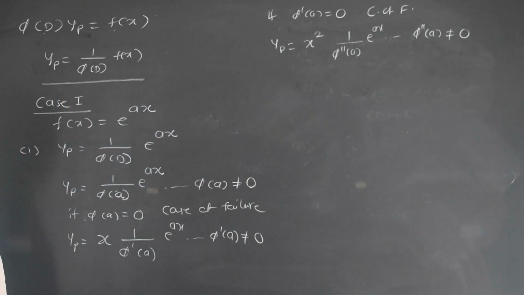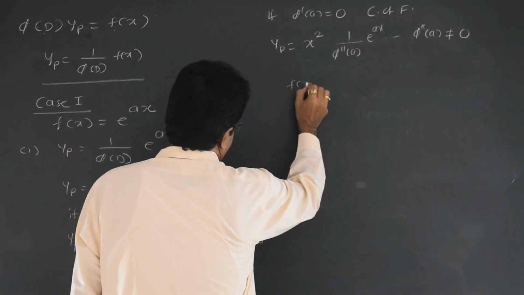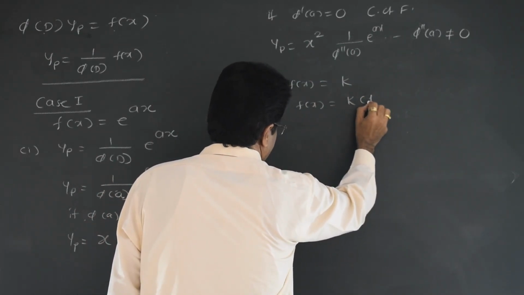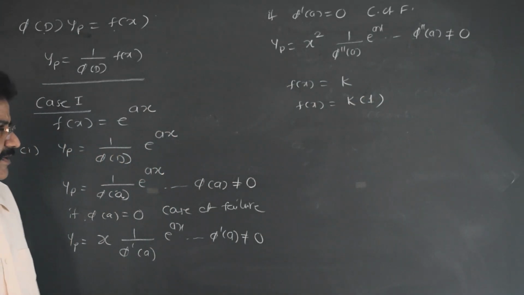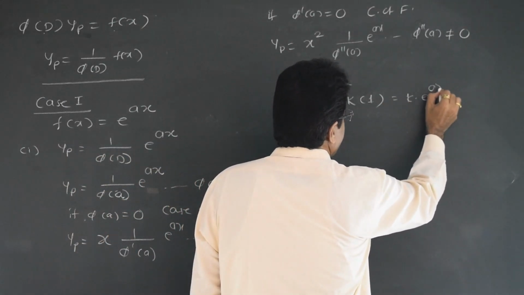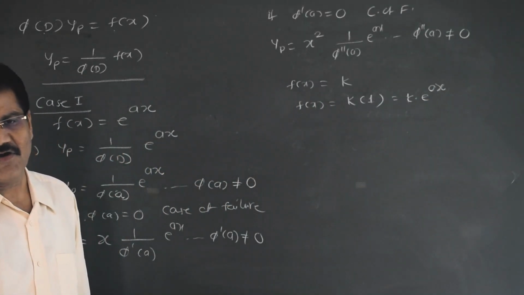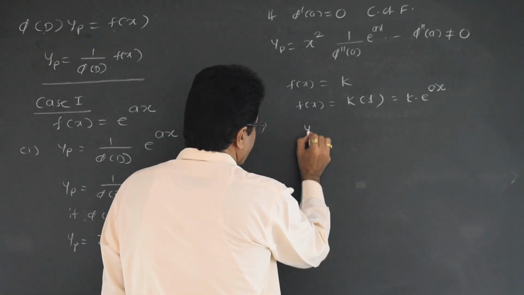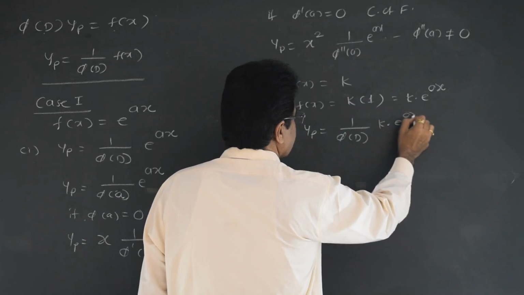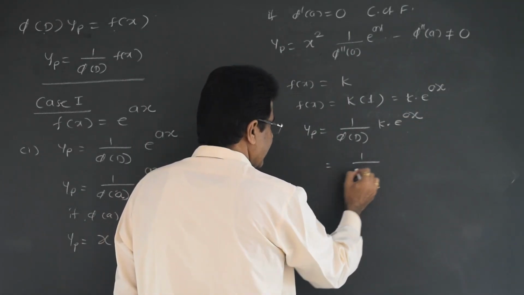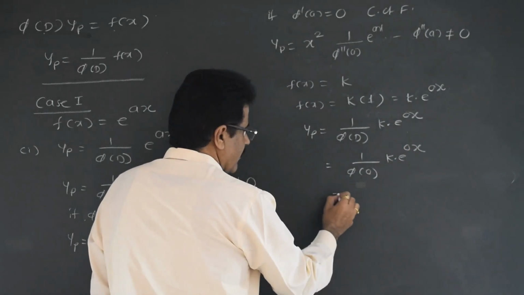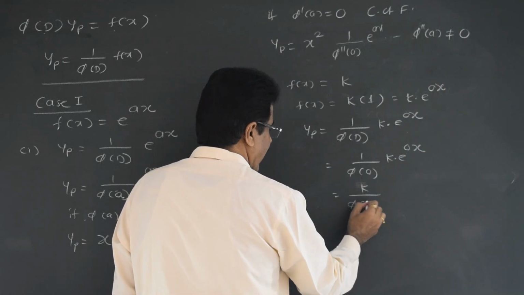Now this can also be used whenever f of x is a constant term. Why can it be used here? This constant term, if k is a constant, can be written as k into 1, and 1 means e raised to 0x. If e raised to 0x is written, the value of a becomes 0, and then we can write yp is equal to 1 upon phi d k into e raised to 0x, and therefore we can replace this d by 0, and write the final answer as k upon phi 0.